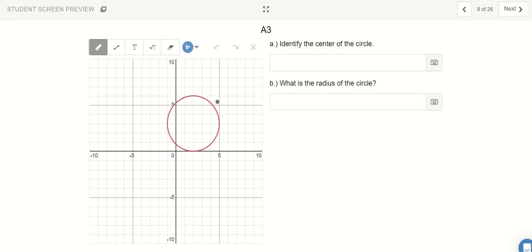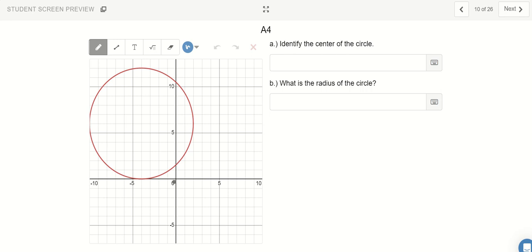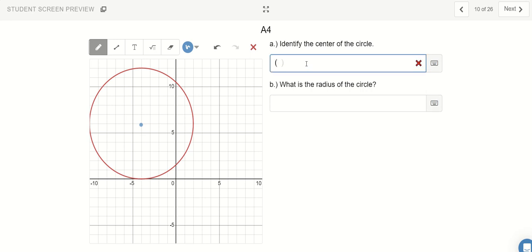Okay, let's do a few more. Looks like the center is right about here. So I'd go right 2, up 3. So the center is at 2 comma 3. And the radius, 1, 2, 3. Right, so radius is 3. Let's do another one. The center looks somewhere maybe here. So I'm going left 4 and up 6. So again, left 4 is negative 4. Up 6 is 6. And the radius is 1, 2, 3, 4, 5, 6.